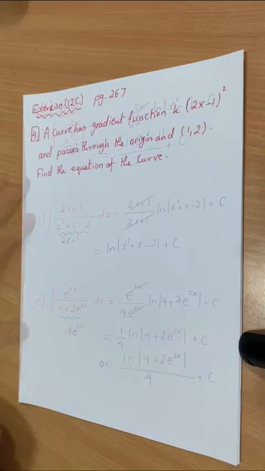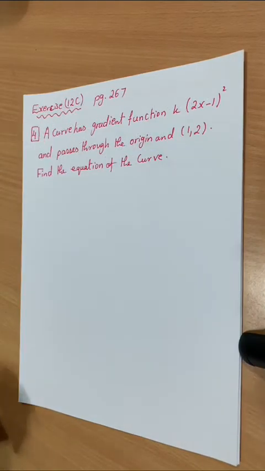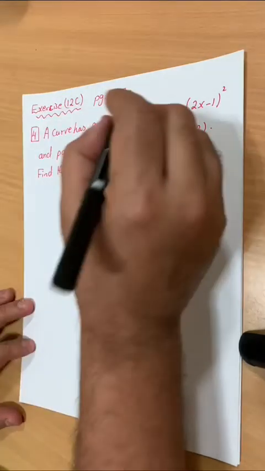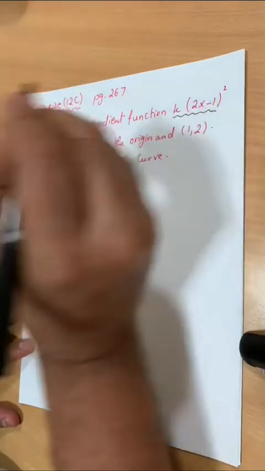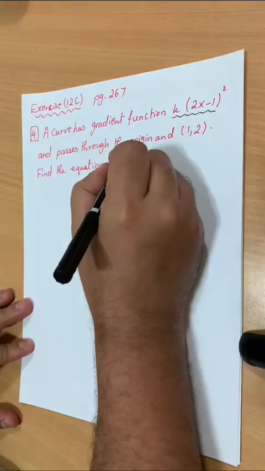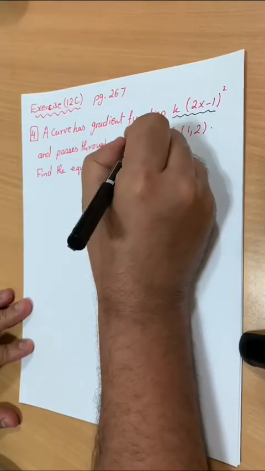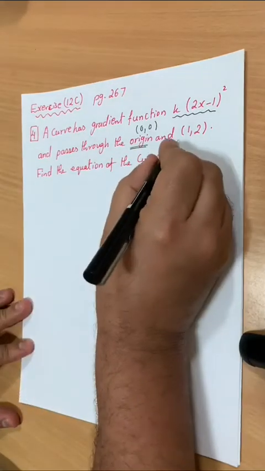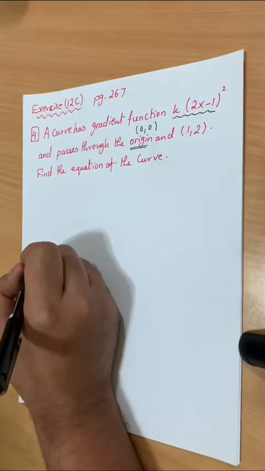Question number 4. We're going back to exercise 12C again, on page 267 from the textbook. A curve has gradient function k times (2x minus 1) power of 2. This is the derivative. And it passes through the origin, you know that the origin has the coordinates 0 and 0, and the point 1 and 2. Find the equation of the curve.